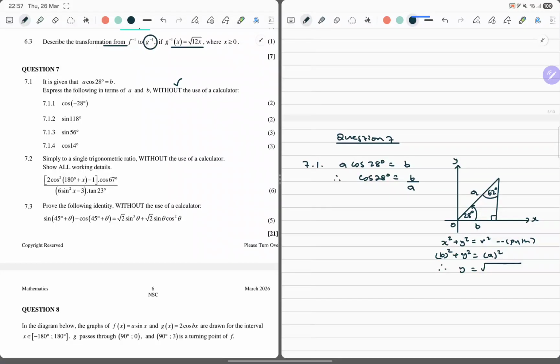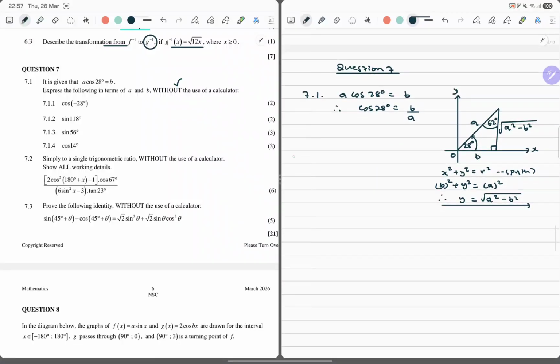Therefore, y is going to be the positive square root of a squared minus b squared. So that's a difference of 2 squares. We are choosing the positive one because this is the positive y-axis. Nice and easy. So you do this, guys, as soon as you can. You don't wait for a direction to do so.